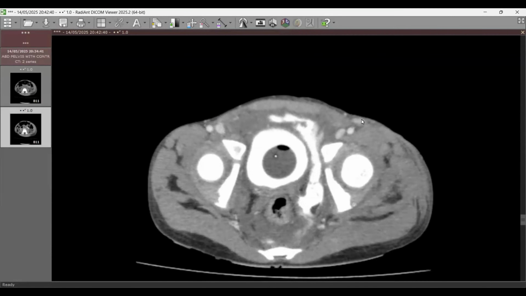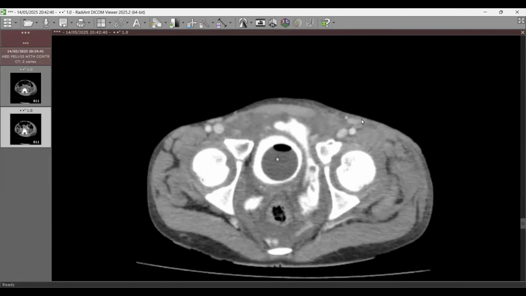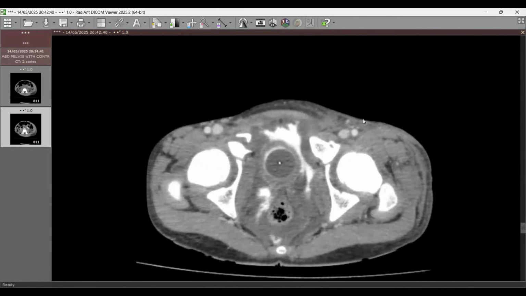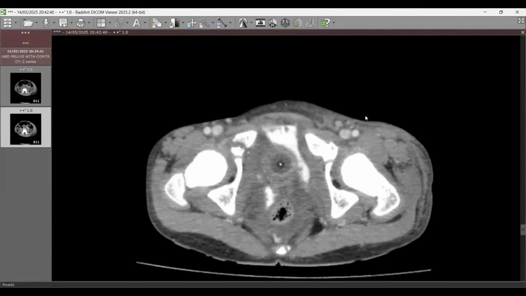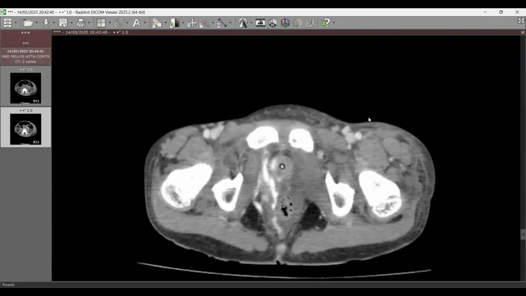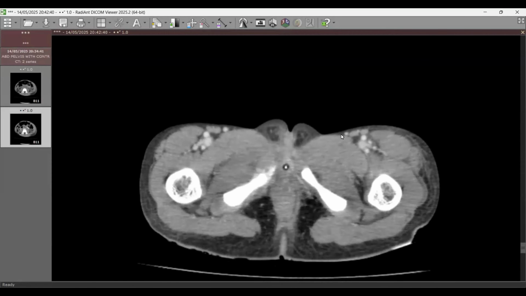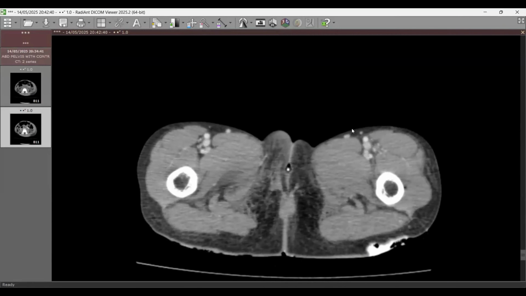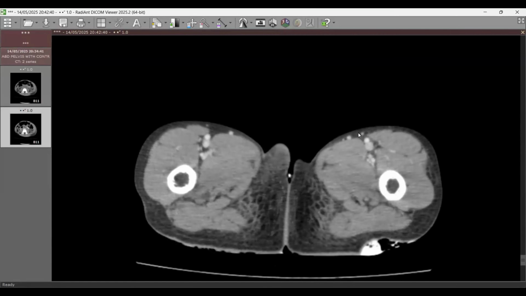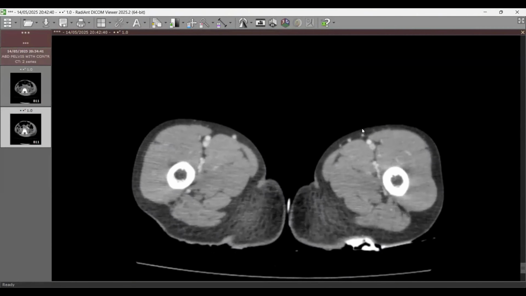I can see that there is extravasation of the contrast around the urinary bladder. Along with that, multiple fractures are seen involving the pelvic bones. So I'm just going till the last cut, then I will again describe.